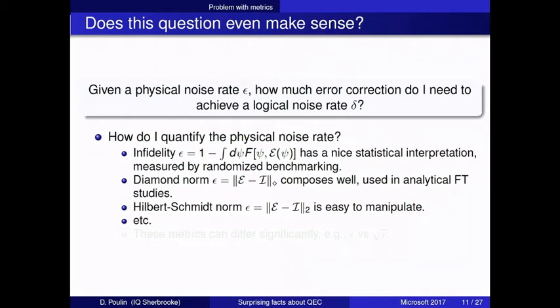I don't care about norms. But it turns out that it's important because if you change the norm, the noise could go from epsilon to square root of epsilon. So when we say the threshold is about 1%, is that 10 to the minus 2 or 10 to the minus 4? Okay, it makes a difference. It's important to know what metric is the right one.